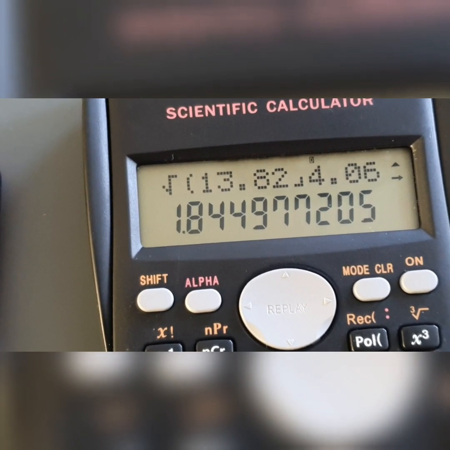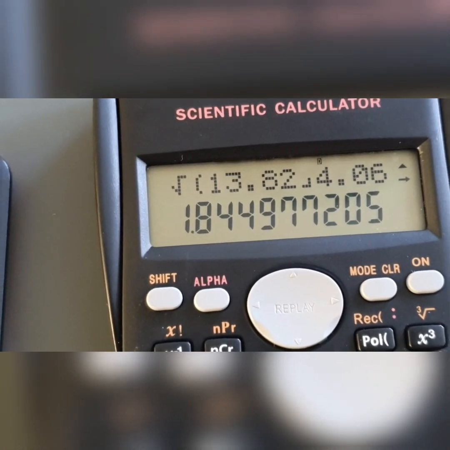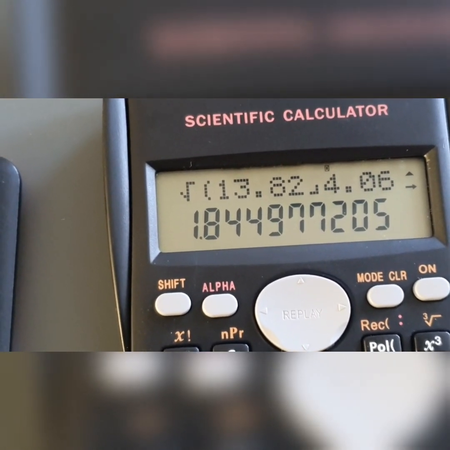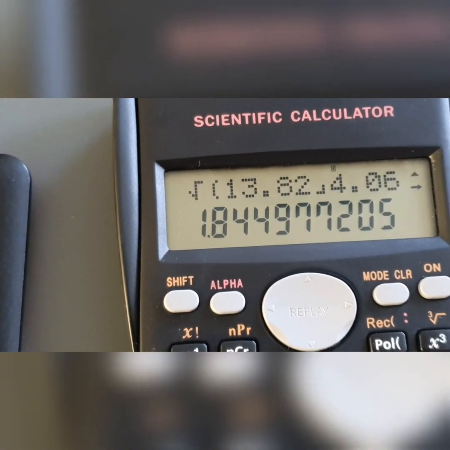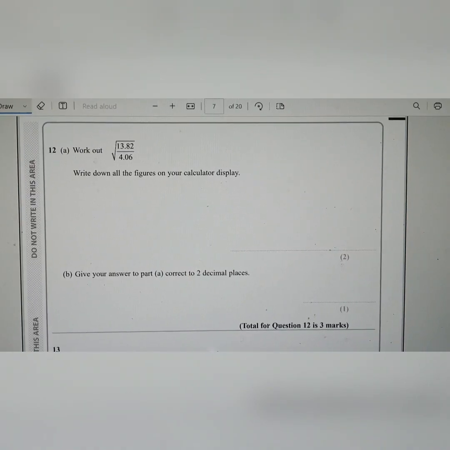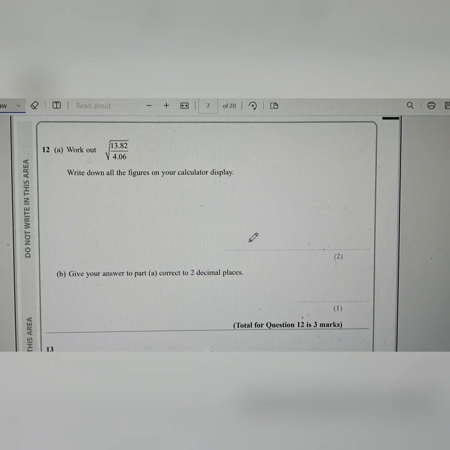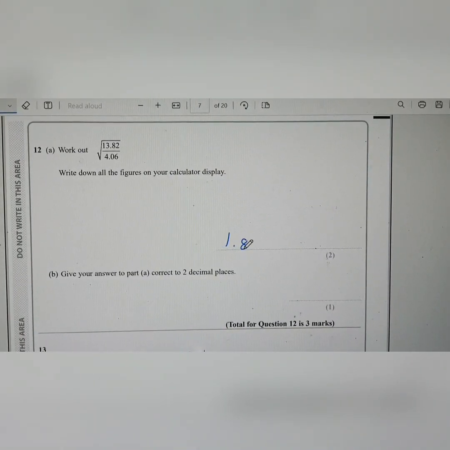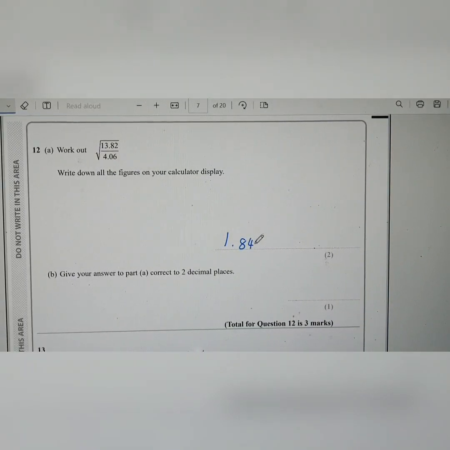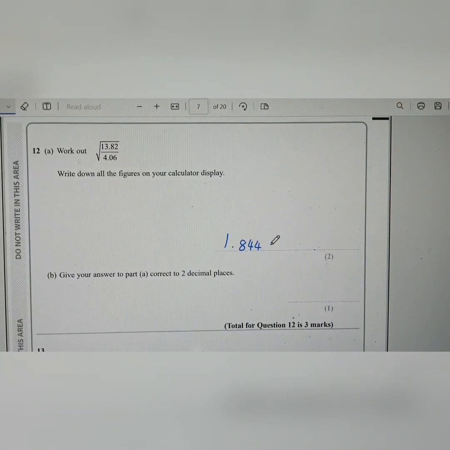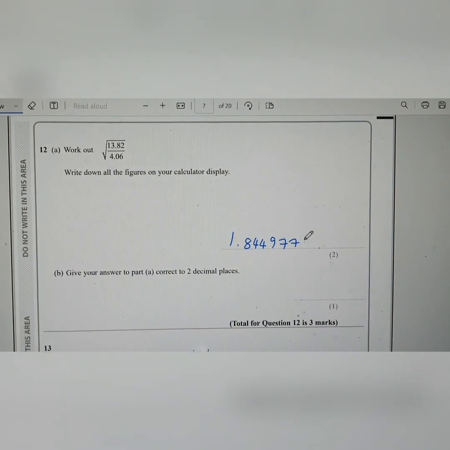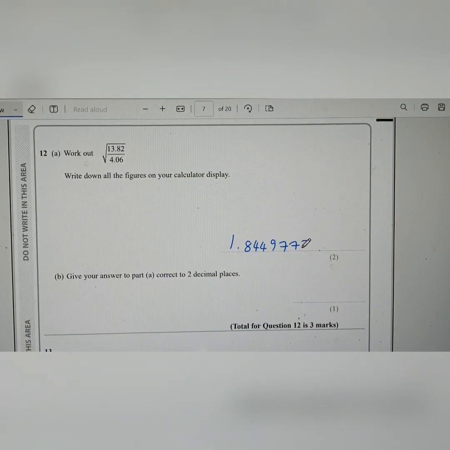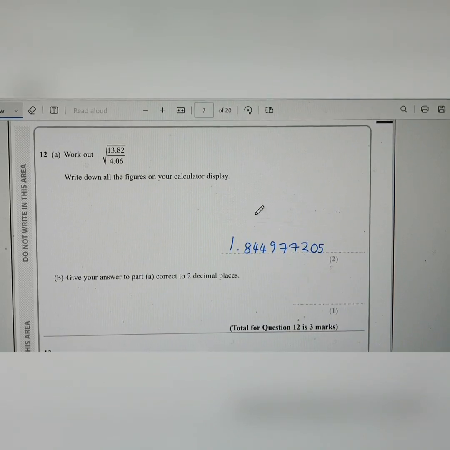And this is the final answer, which you need to write down. All the figures on your calculator display. So write 1.844977205.